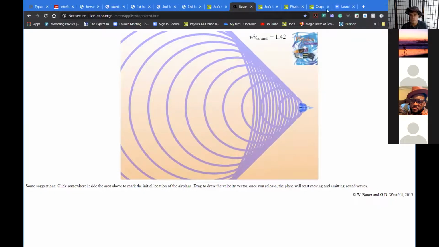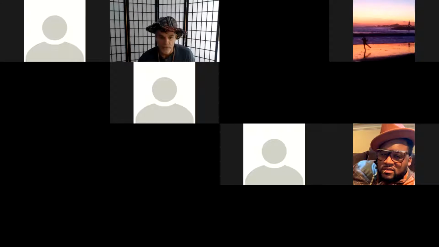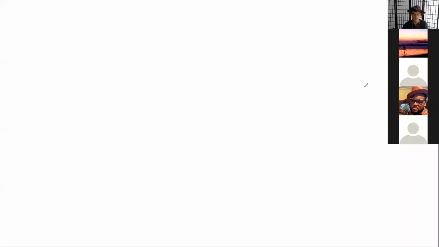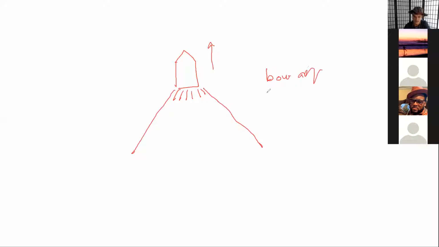So in a boat, let me stop this for one second and do a little white screen. In a boat, if you're ever in the water, let's say this boat is moving this way, you see this characteristic V wave behind a boat. This is called a bow wave, and it only happens when whatever's producing the wave is moving faster than the wave speed.